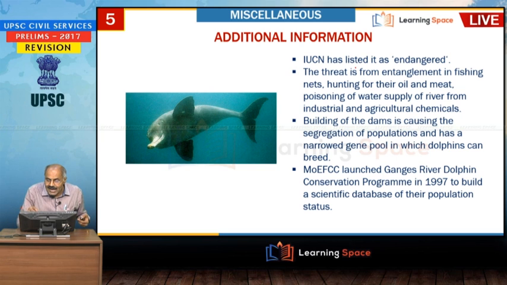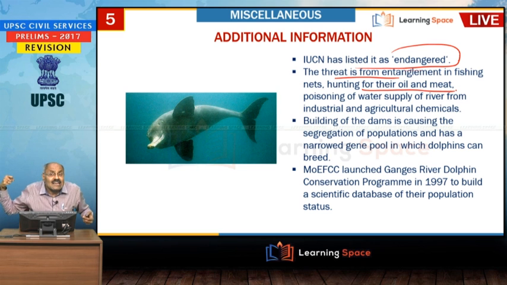Then IUCN has listed it as endangered. Then how is this Gangetic dolphin threatened? That can be an important question, and the threat is from entanglement in fishing nets. Entanglement in fishing nets, that is one reason. Second is hunting for their oil and meat. Then poisoning of the river's water supply because of letting down of industrial sewage, and at the same time agricultural chemicals.